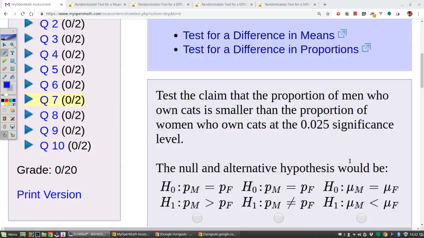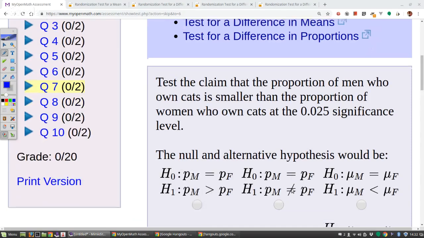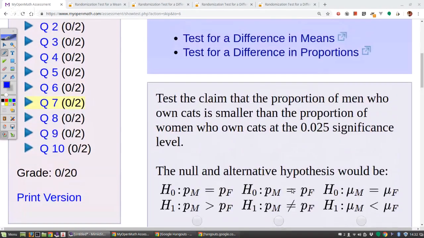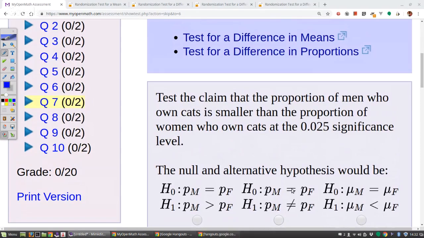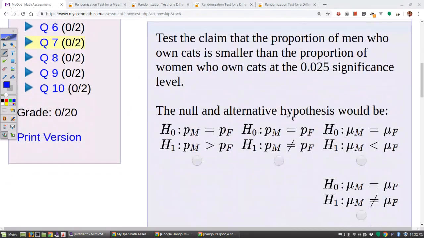So what do we got here then? We have to come up with our variables. So this is a proportion, not a mean. So that means I would go to the difference in proportions page. I have to decide what kind of test this is, a left tail, right tail, two tail. In this case, I have proportion of men is smaller than proportion of women. That has to be the alternative because it has a less than and a proportion.